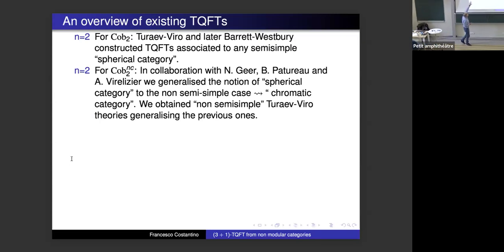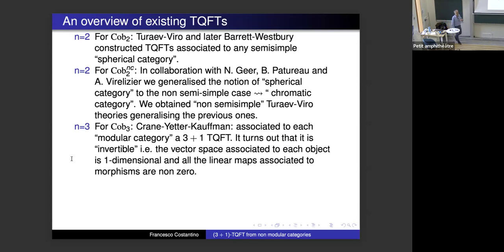What I'm going to talk about today is basically the same story, but removing the semi-simple condition. And it happens that as soon as you remove this semi-simple condition, there is a natural notion of spherical category. Actually, I should define it for you, and I will later. And you get Turaev-like theories associated to these algebraic data. The price to pay is that you have to restrict yourself to NC, non-compact cobordisms. As I said before, it's not a big price to pay, and actually you get interesting stuff. I hope to convince you of this.